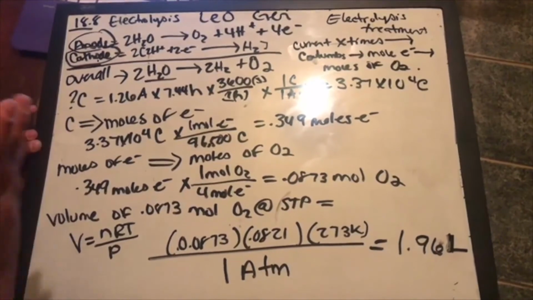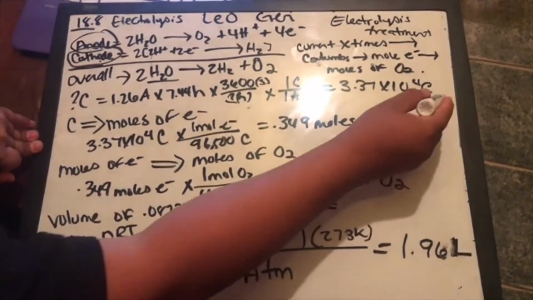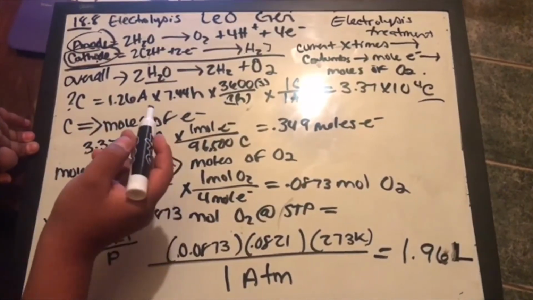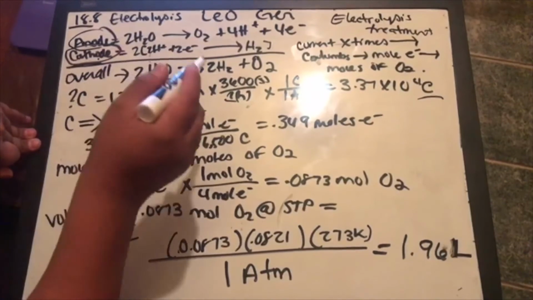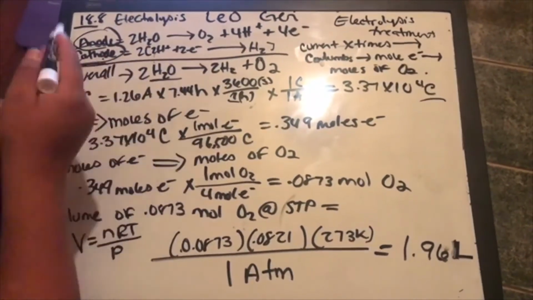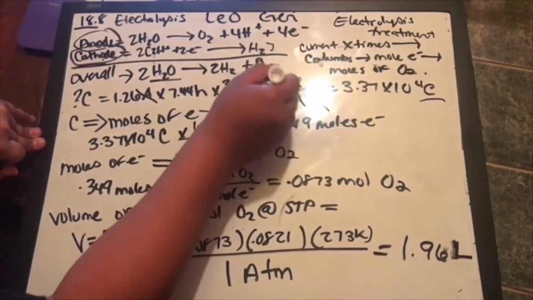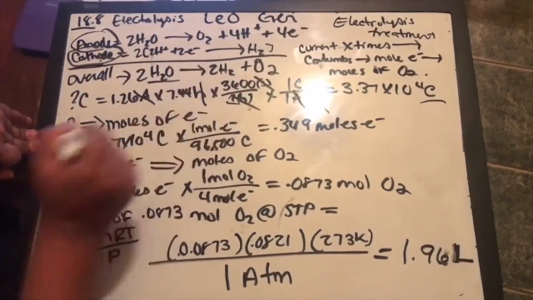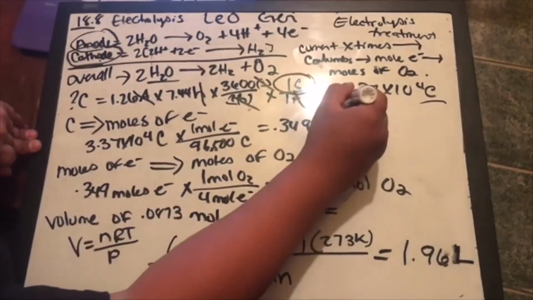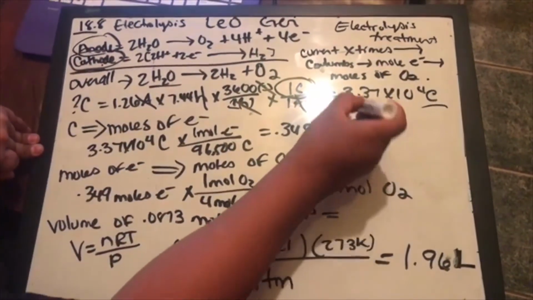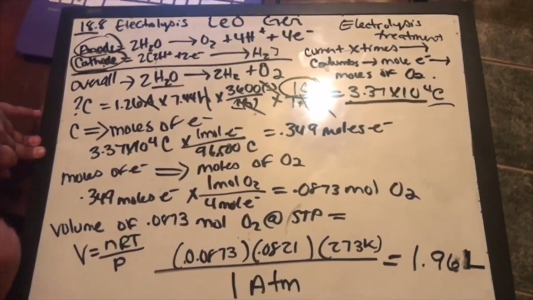So in order to be left with only coulombs, we have to get rid of the other units. So we have A cancel with A, seconds cancel with seconds, and hours cancel with hours here. So we're left with coulombs here. And when we put everything into the calculator, we are left with 3.37 times 10 to the fourth coulombs.